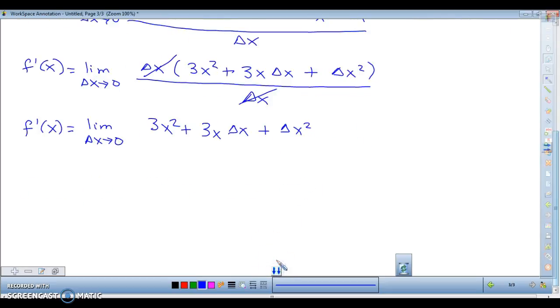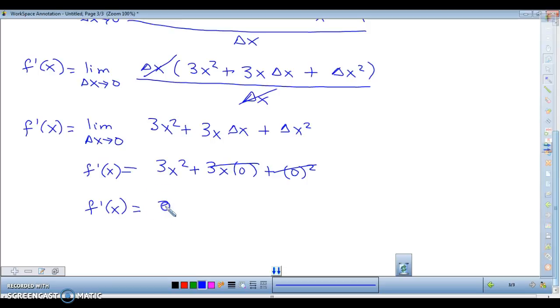In order to finish this limit, I'm just going to use direct sub. In the place of these delta x's, I'm going to put 0. Remember, when you use direct sub for the last time, you can drop that limit symbol because now you're actually about to take the limit. So we're going to replace delta x with 0 and simplify all this, that's 0, 0. So what this tells me is that my derivative f prime of x is simply 3x squared. So that's your derivative of f of x.